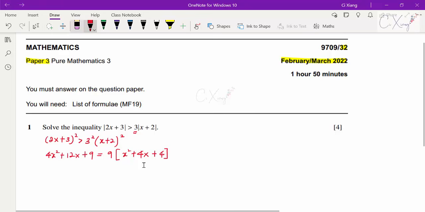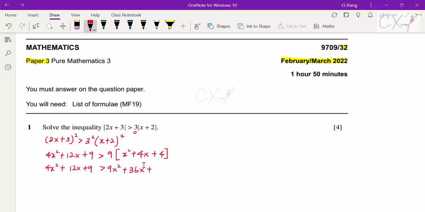Okay, so we try to do a little bit more simplification for this inequality. I'm having 4x squared plus 12x plus 9, which is greater than 9x squared plus 36x plus 36. To solve this inequality, I try to group all the terms to one side. If I group all the terms to one side, you will see that we actually can get the quadratic inequality, which is 5x squared plus 24x plus 27, and it is smaller than 0.